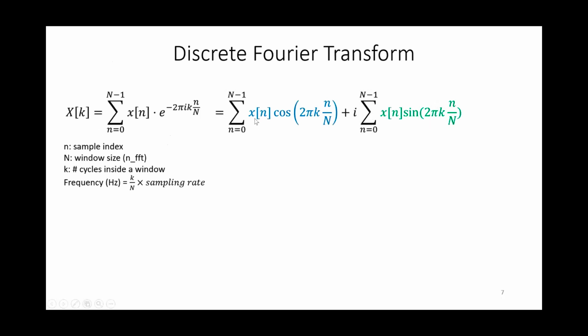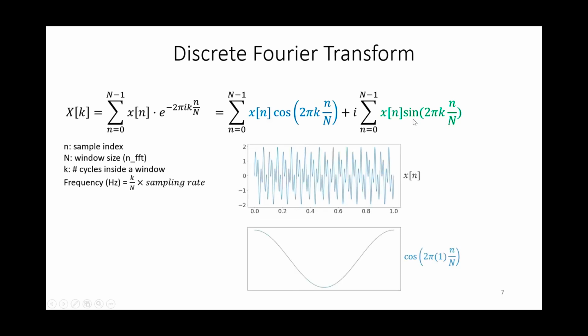You can see it consists of the format of an input and also a kernel. Same for the imaginary part. If we plot it out, for example, we have an input signal like this, and the kernel will be cosine of the format like this, and k here represents the frequency of the cosine kernel. For example, k equal to 1 means there's only one cycle of cosine here.